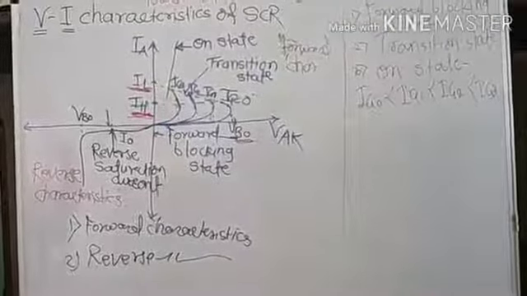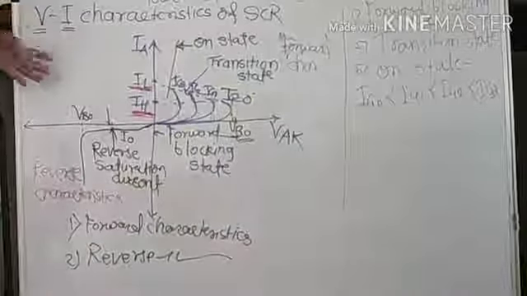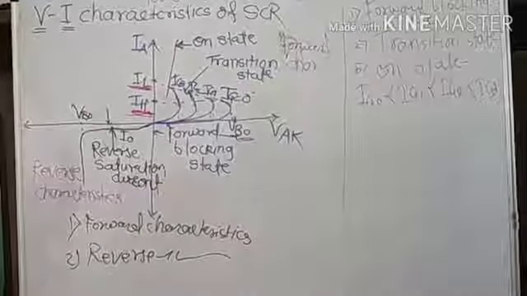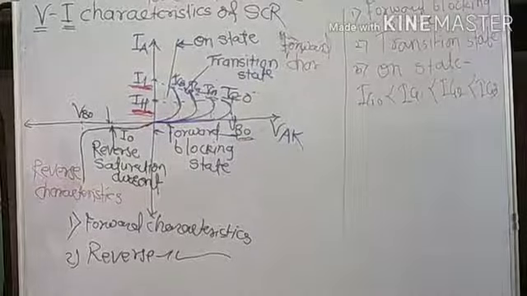Now, the next point is that SCR is a unidirectional device, meaning current flows only in one direction, not in both directions. This is one disadvantage of it.